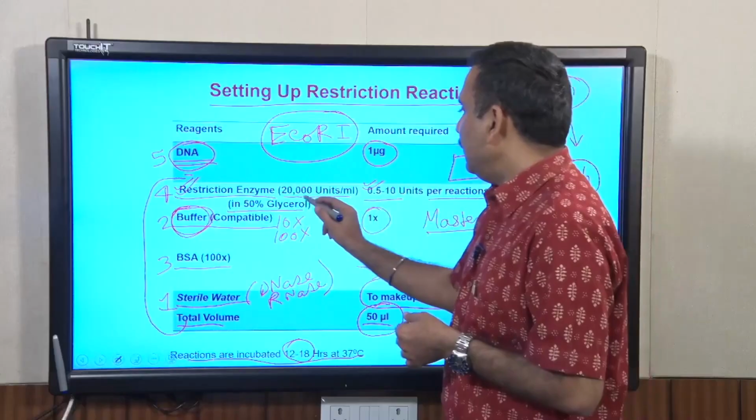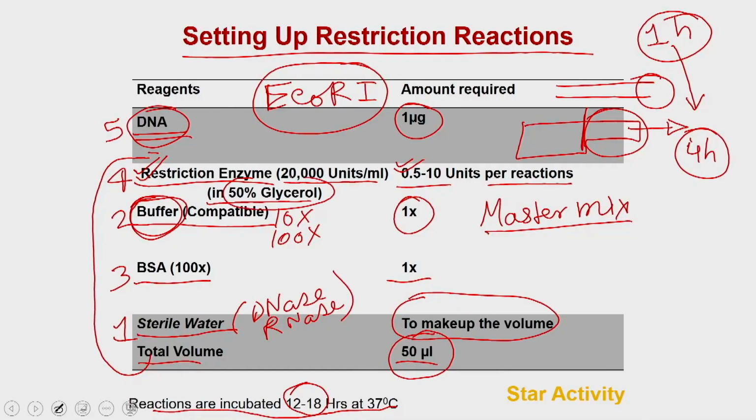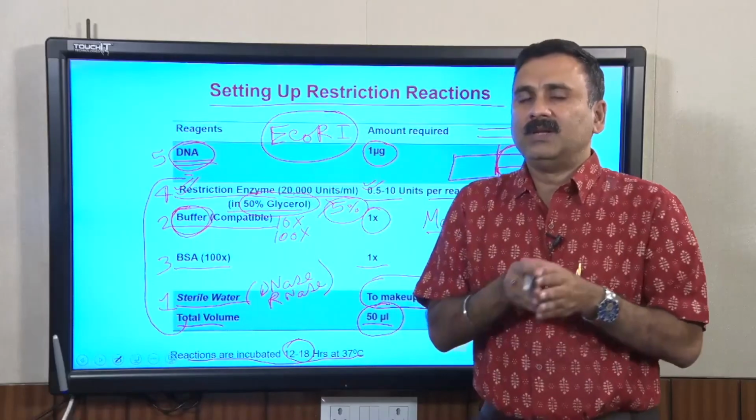One, if the final glycerol concentration in the reaction is more than 5%. As I said, the enzyme you are going to get is stored in 50% glycerol. So, you have to use the enzyme in such a way that the concentration of glycerol is less than 5%, but if it is more than 5%, then the enzymes start showing star activity, which means they do not recognize their own sequence, but recognize some random sequences and cut at random sites. Because of that they are not going to give you the desirable products.